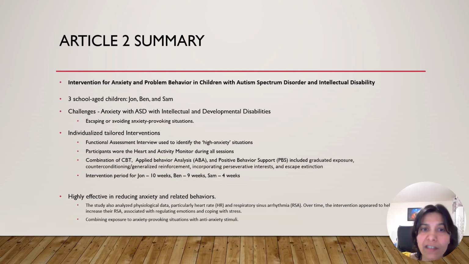Article 2 was an intervention for anxiety and problem behavior in children with autism spectrum disorder and intellectual disability. This was more tailored to individual three children, which was taken as a part of this program. And all three participants showed significant reductions in anxiety and related problem behaviors. Overall, the research demonstrated the effectiveness of a multi-component behavioral intervention in reducing anxiety and related problem behaviors in children with ASD and IDD. It also emphasized the importance of recognizing anxiety in these children and tailoring interventions to their specific needs, potentially involving a combination of techniques to achieve the best outcome.